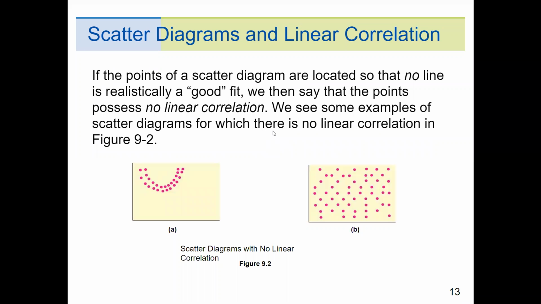If the points of a scattergram are located so that no line is realistically a good fit, we say that the points possess no linear correlation. We see some examples of scatter diagrams for which there is no linear correlation in 9.2. Here we would have a quadratic, and here there would just be nothing. That's a bit of a wild card there.